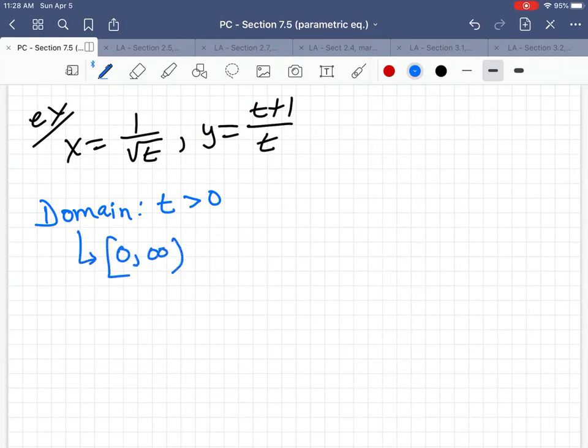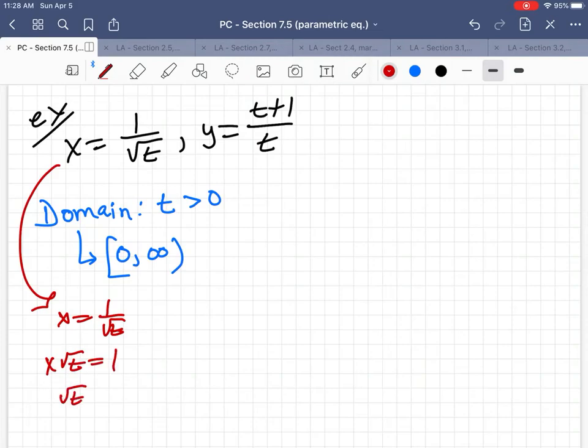So that means that this thing just keeps going forever, and let's see how it looks. If I want to change it to a rectangular equation, let's do that first. So if I take x equals 1 over radical t, I'm going to cross multiply and get x radical t equals 1, then radical t equals 1 over x, square both sides, and get t equals 1 over x squared.